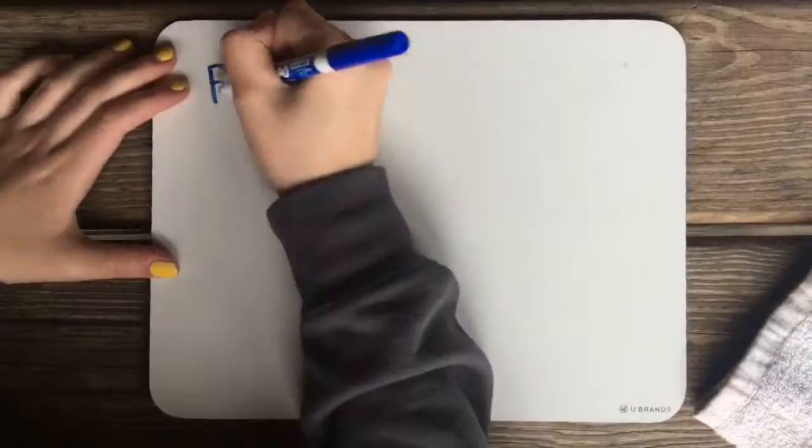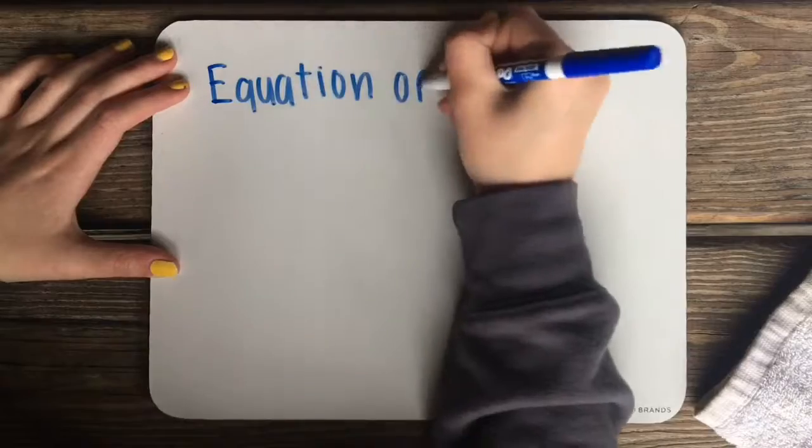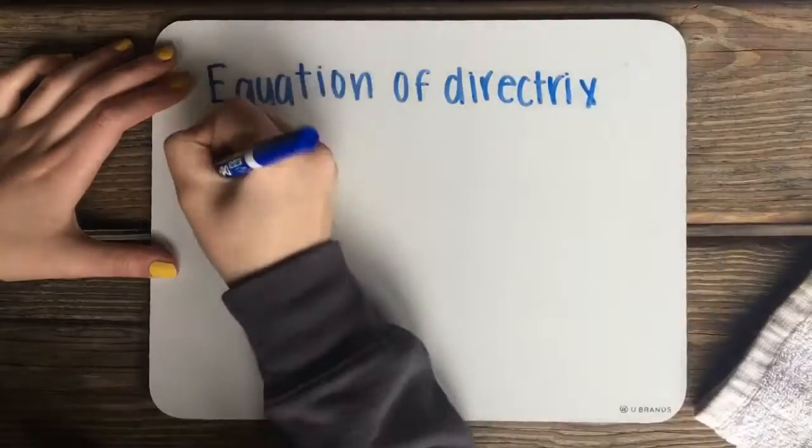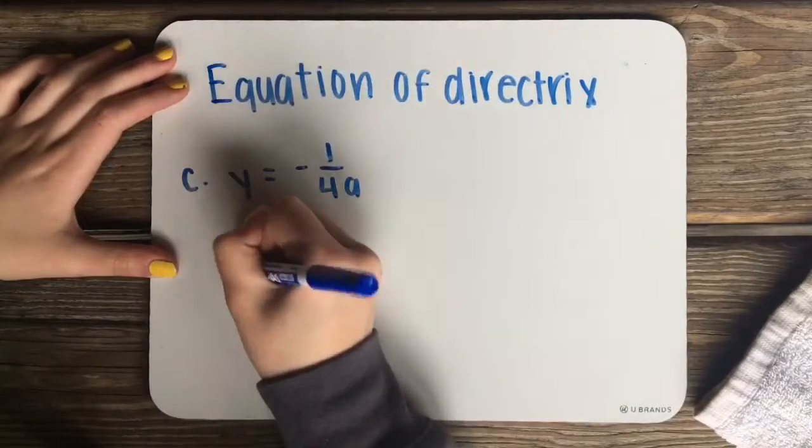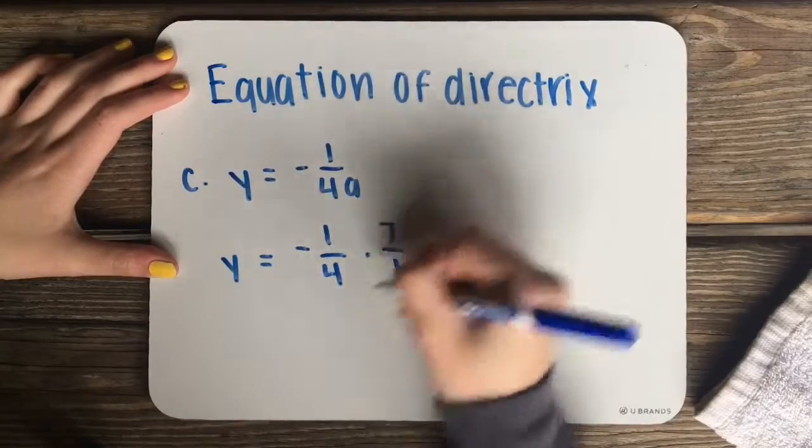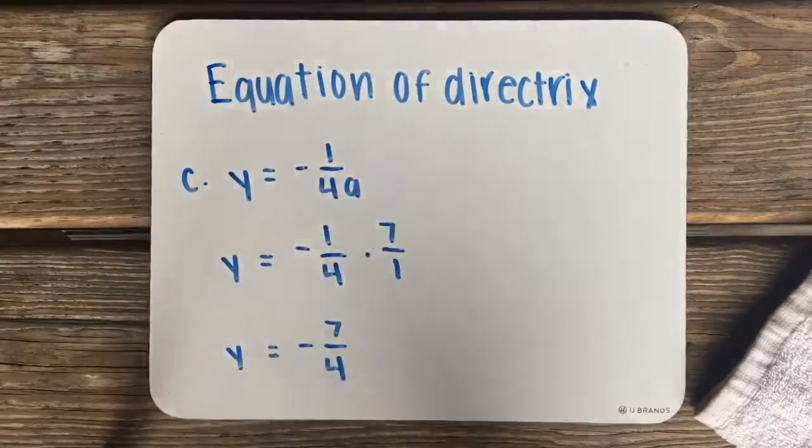For part C, looking at the focus and directrix theorem, we know y is equal to negative 1 over 4a. So taking the reciprocal of 1/7 and multiplying it together, you get your answer of y is equal to negative 7 over 4.